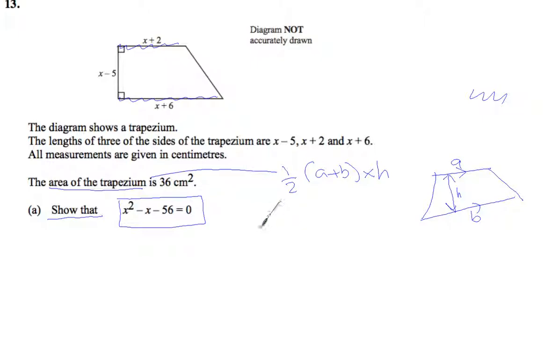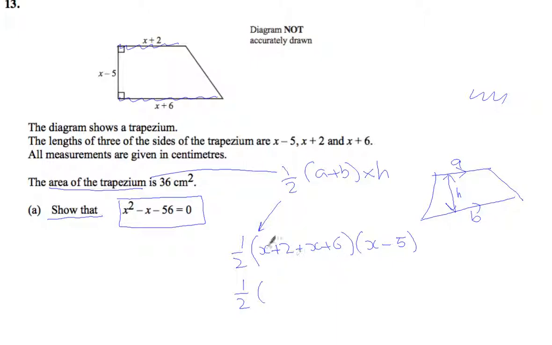So the half stays the same. Brackets, the a is one of the parallel sides, I'm using x plus 2. Plus the b, I'm going to use the other parallel side, so that's plus x plus 6. And I've got to times it by h. H is the x minus 5. Remember, in maths, if you write things next to each other, it means they're multiplied. I'm going to leave the half over here, and I have a half.